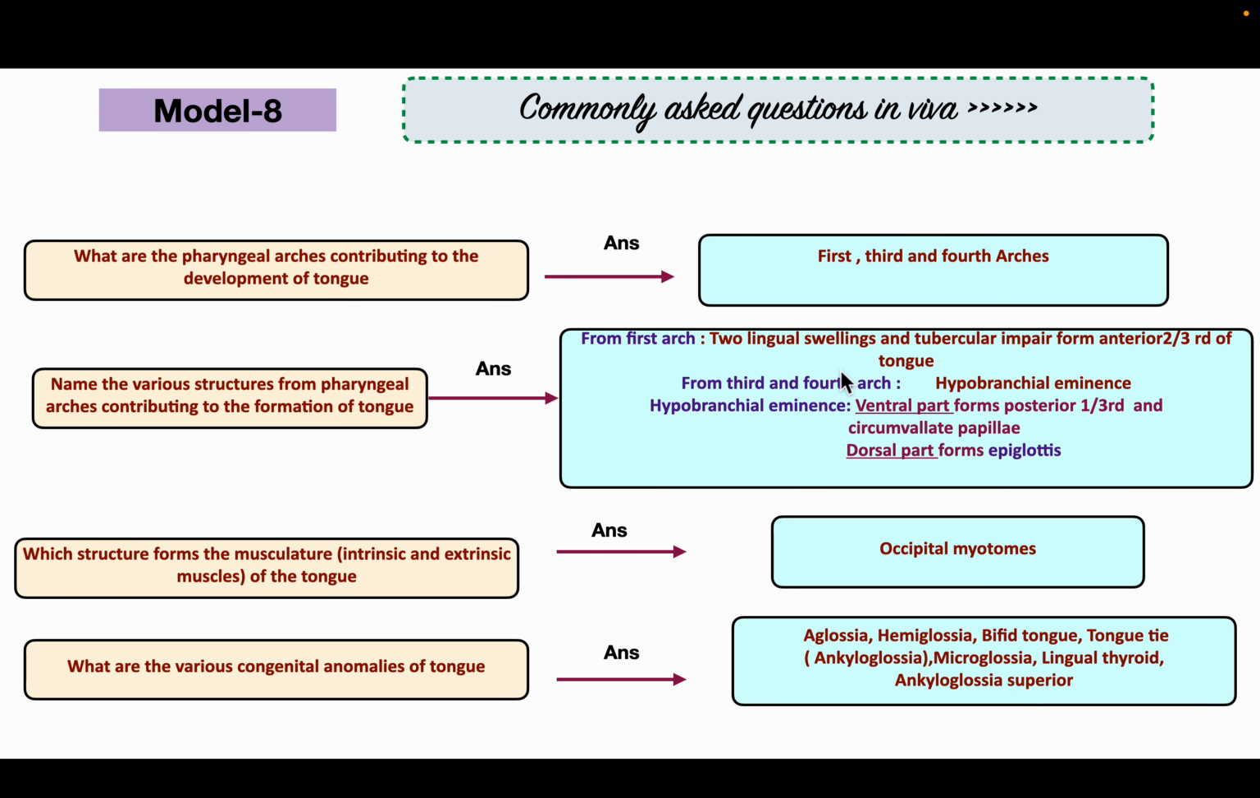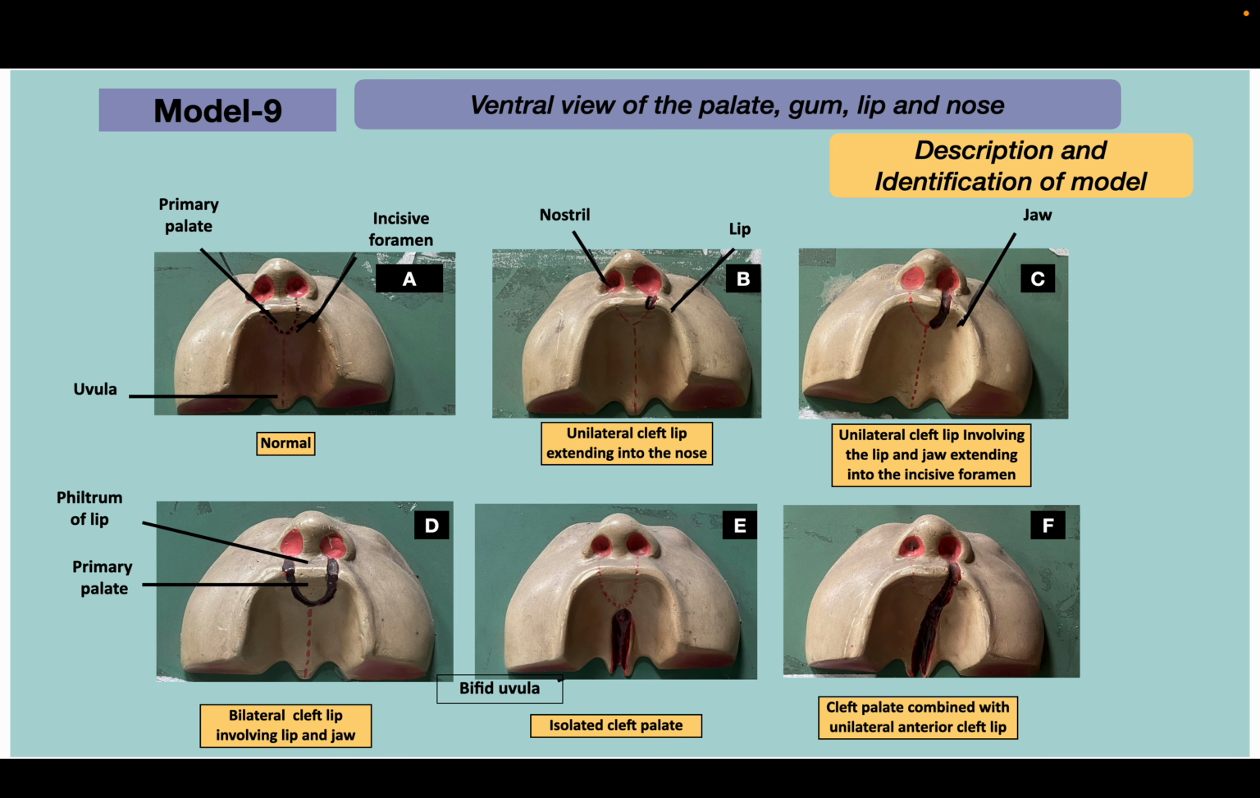Keeping in mind this model, you should know how the tongue is developing and what are the related structures which are developing along with it. Now coming to this model, that is the ventral view of the palate, gum, lip and nose. You can see here that it is also showing the various types of cleft lip. Now in first, this is the normal. Normally what is visible is uvula, primitive palate, incisive foramen.